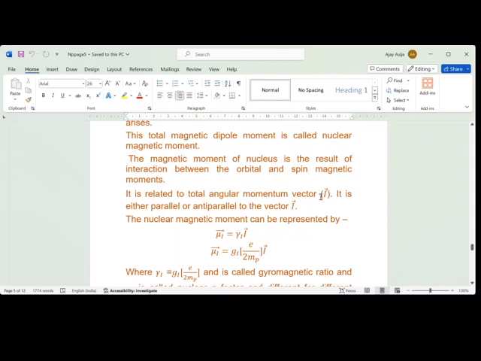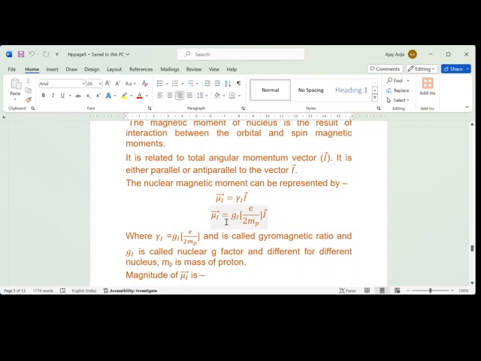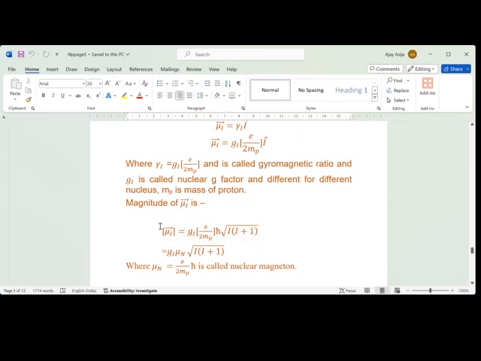How is this related to the angular momentum vector? We can see from this equation, nuclear magnetic moment is equal to gamma I times I. We will put the value of gamma I here, that is Gi times e by 2mp. Gamma I is Gi times e by 2mp, which is the gyromagnetic ratio, and Gi is the nuclear g factor, and mp here is the mass of the proton.